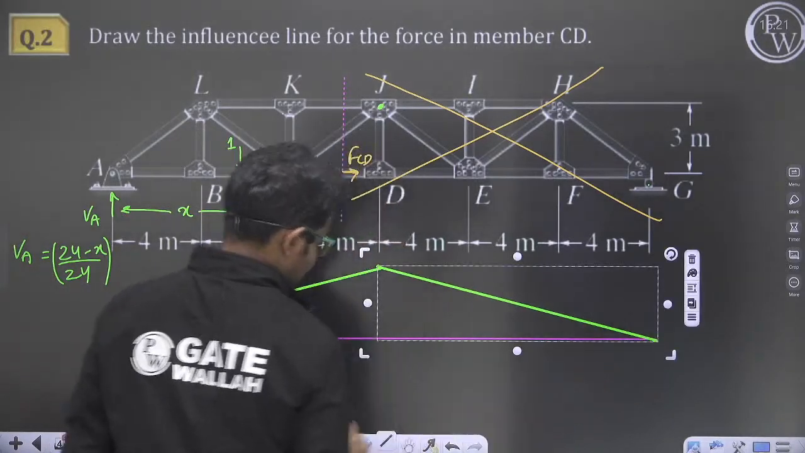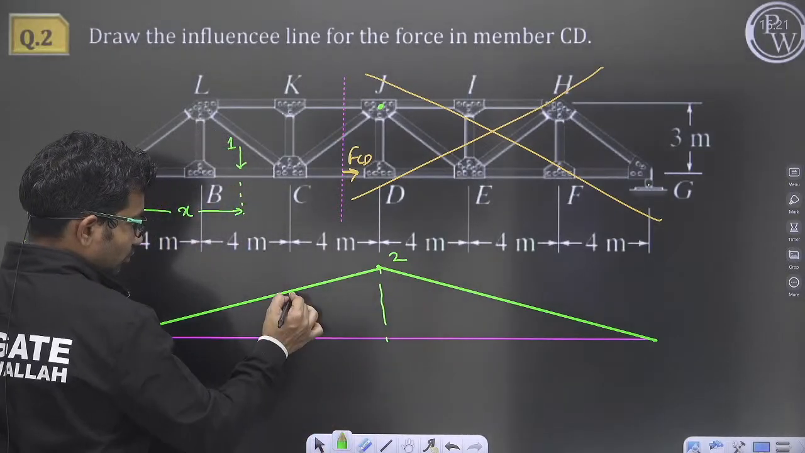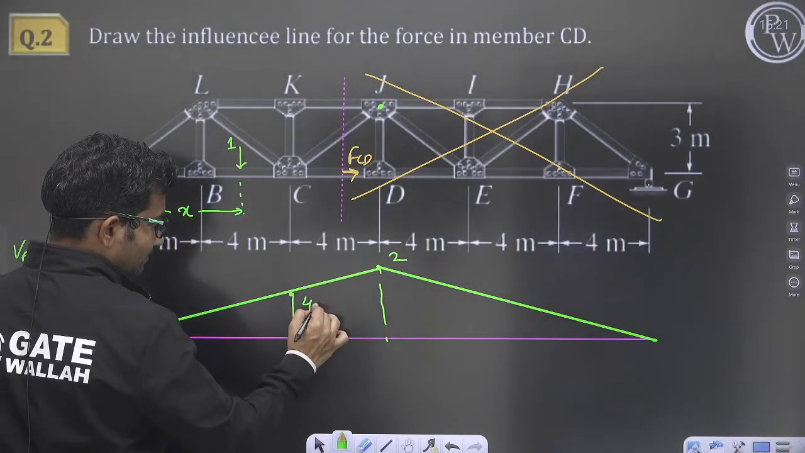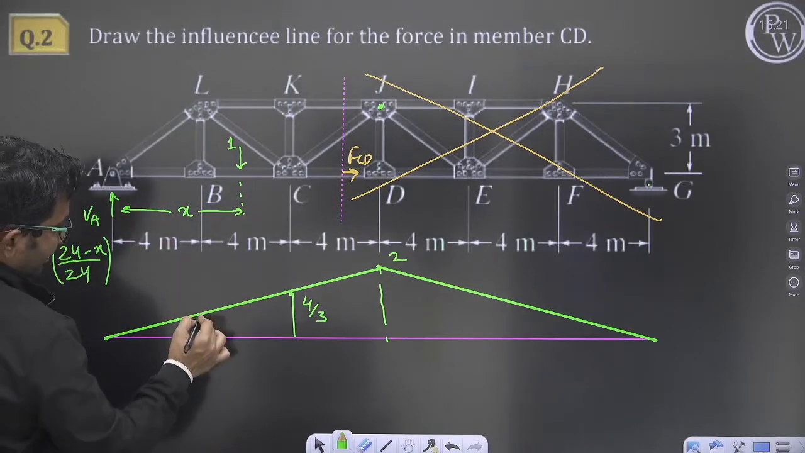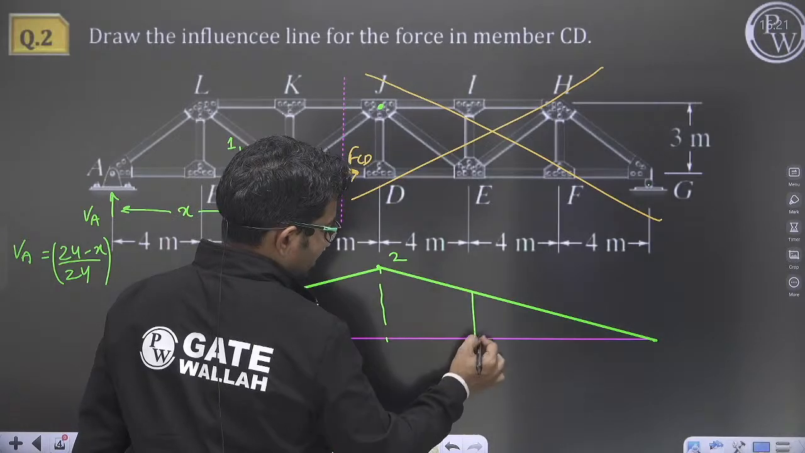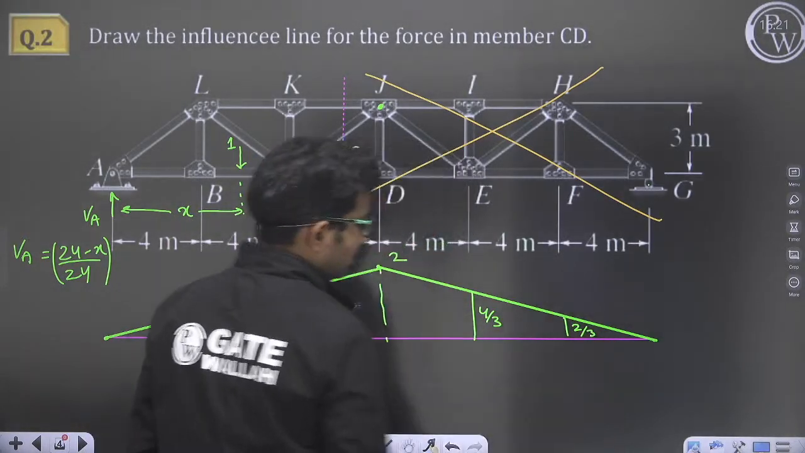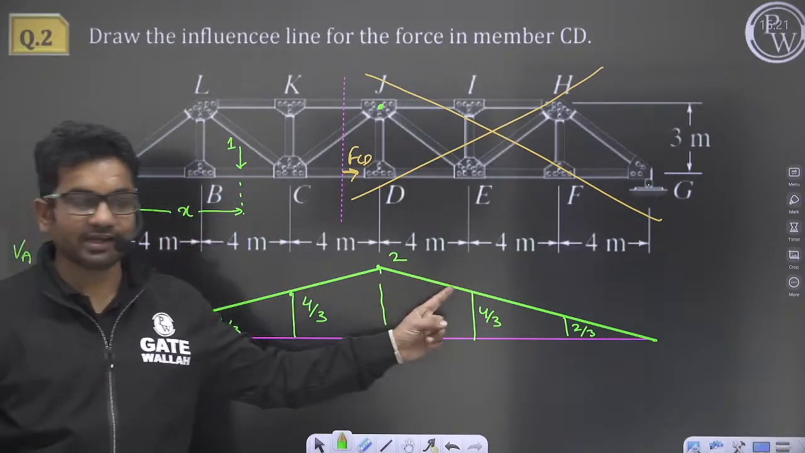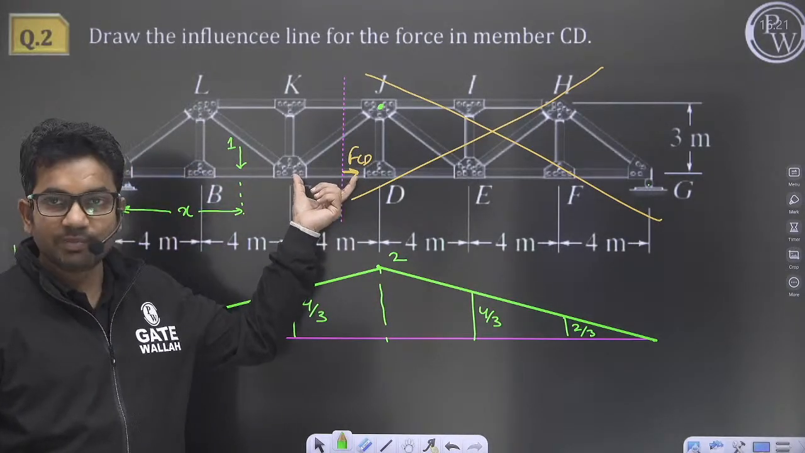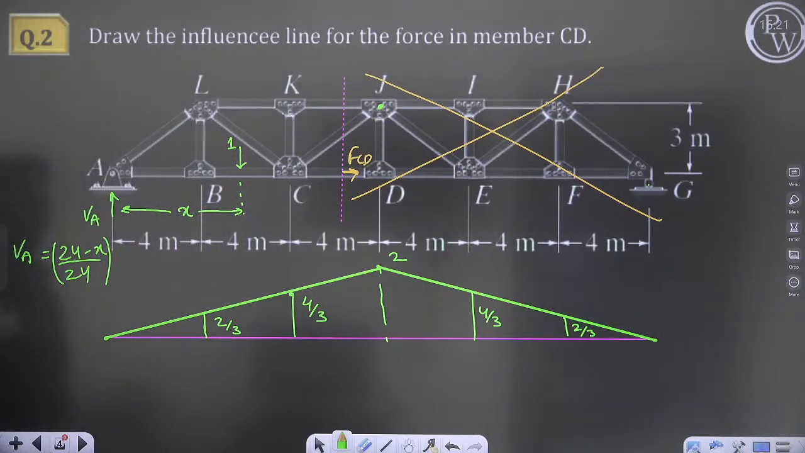You will get this variation. This value will be 2. This ordinate will be 2. This will be 4 by 3. Here it will be 2 by 3, and same here. This will be 4 by 3. This will be 2 by 3. So this will be the influence line diagram for force in member CD. Is it clear? So this is the correct answer. So question 2 is done.